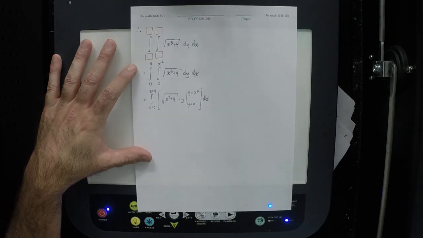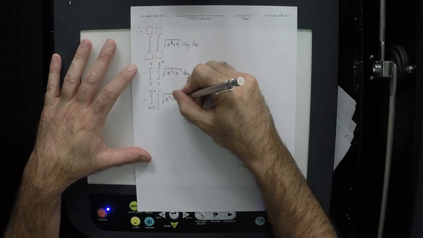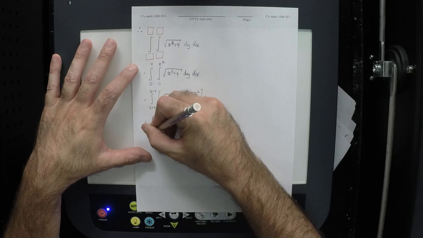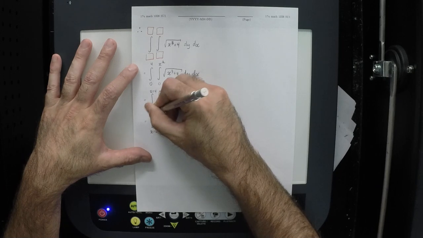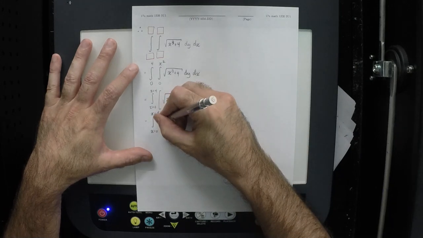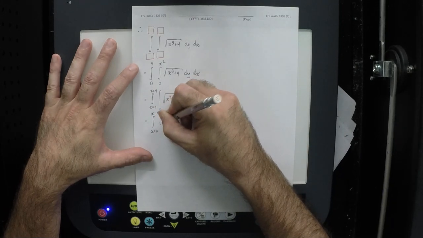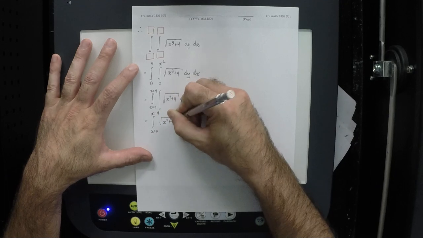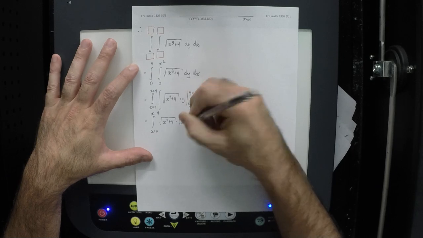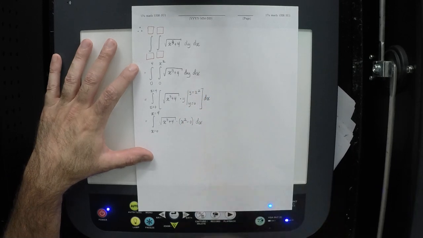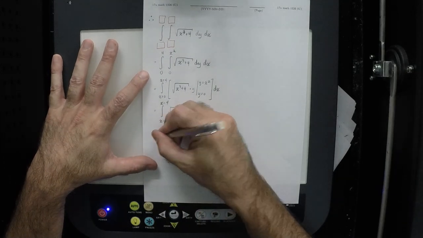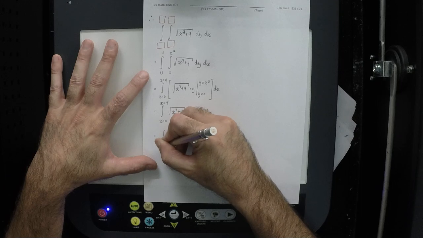Okay, so now we plug in for the y's. And when we do that, we get the square root of x cubed plus 4, multiplied by x squared minus 0 dx. Of course, x squared minus 0 is x squared, and then I'll move that x squared to the front of the radical, where it may be easier on your eyes to look at.